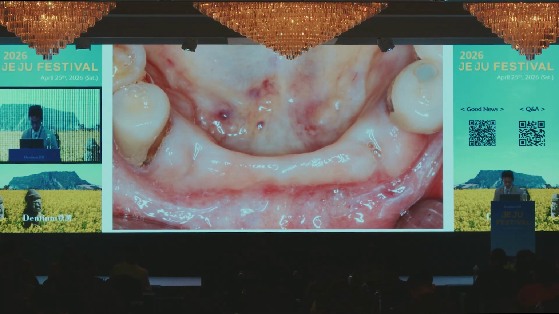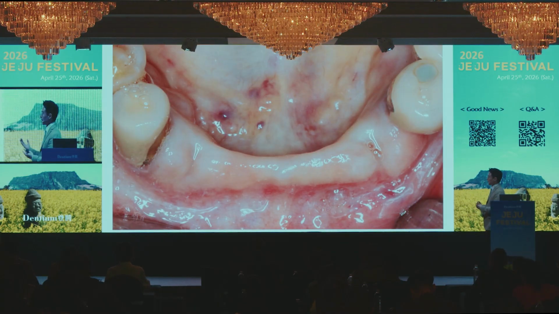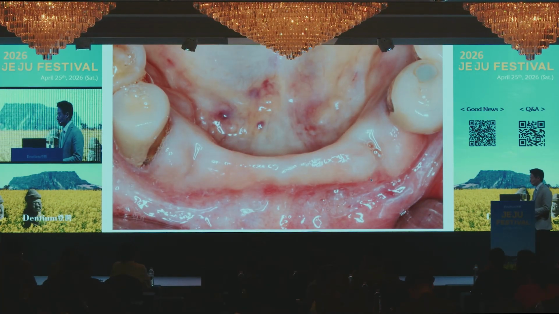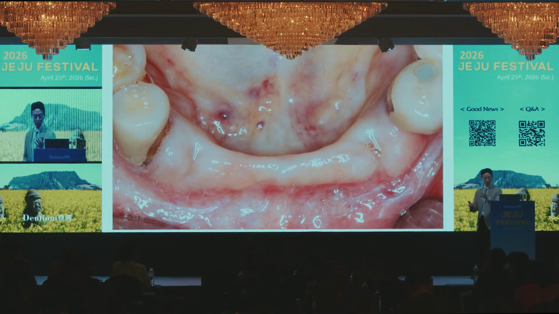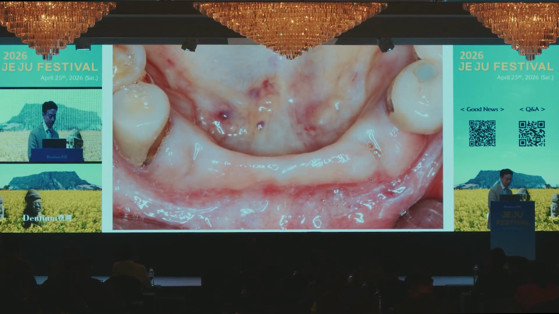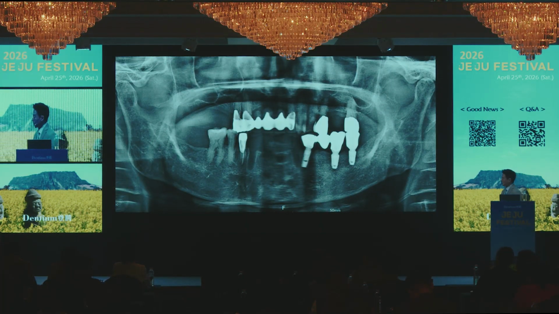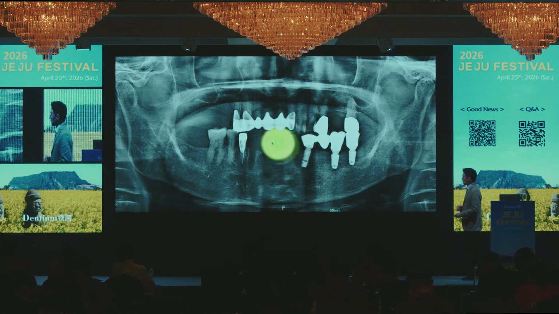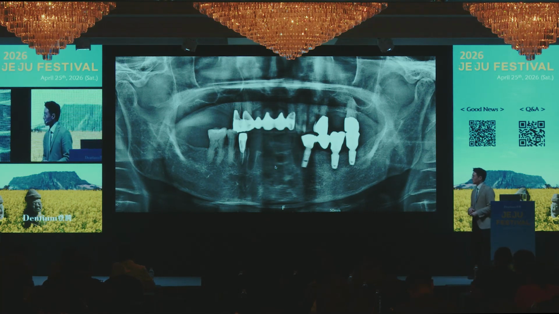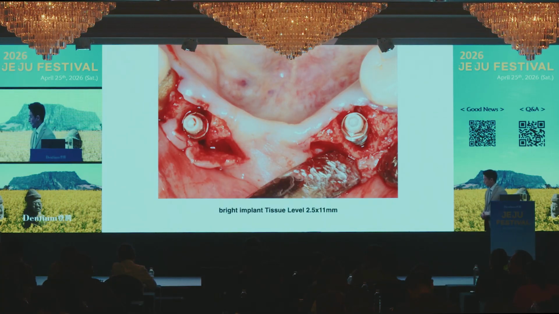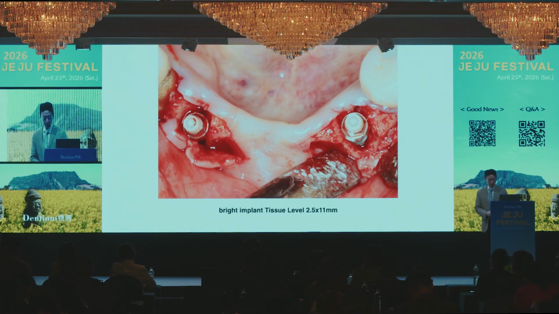This is the clinical photo. As you can see, the anterior ridge is very thin. This is the area one month after extraction of the canine. I decided to use Bright tissue with minimal bone grafting. I planned 2 implants, in these 2 areas. I placed 2.5 by 11 Bright tissue implants at both sides.